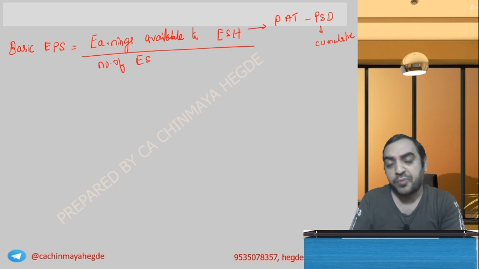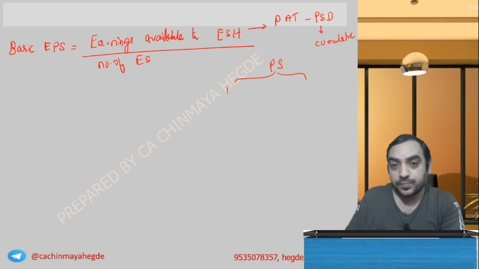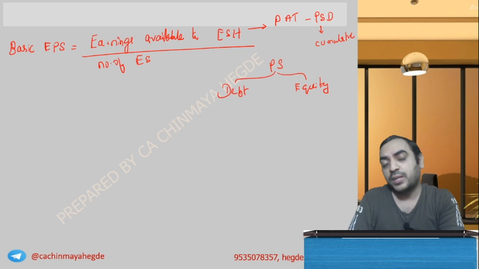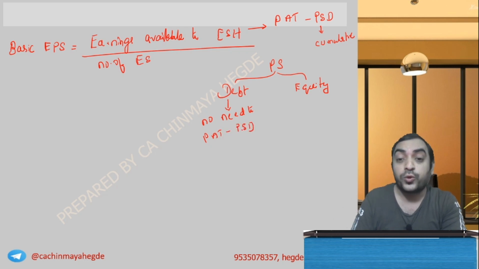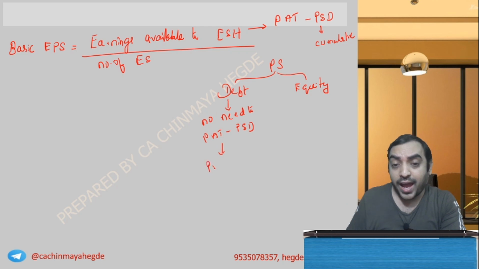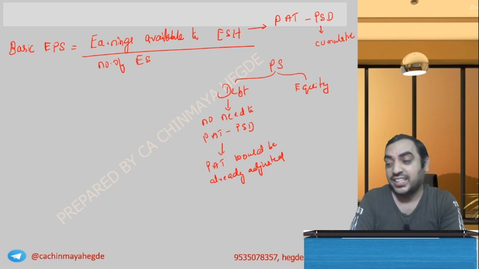But one more technicality is important. Preference shares may be in the nature of debt or equity, right? For preference shares in the nature of debt, no need to adjust. No need to do PAT minus preference share dividend. You need not do it. Why? Because the PAT would have already been adjusted for it.